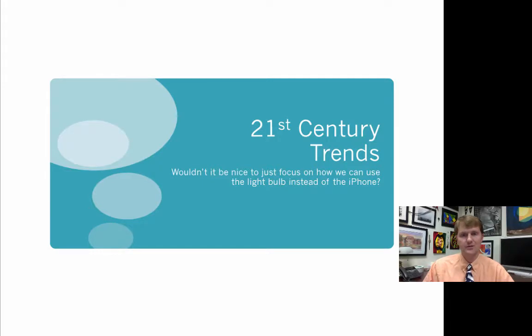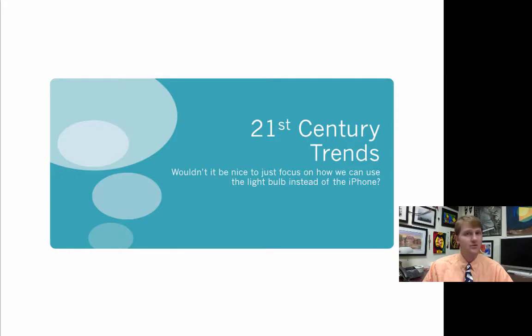So we have 21st century trends. Wouldn't it be nice to just focus on how we can use a light bulb instead of the iPhone? You know, turn of the century, early 1900s, that's what they were worried about. We got electricity. We don't have to go to bed when the sun goes down. We can actually stay up late, and that changes the culture of the schools, and the school building can be lighted from the inside. You don't have to have the windows open, and it'd be nice if we just had to worry about that.